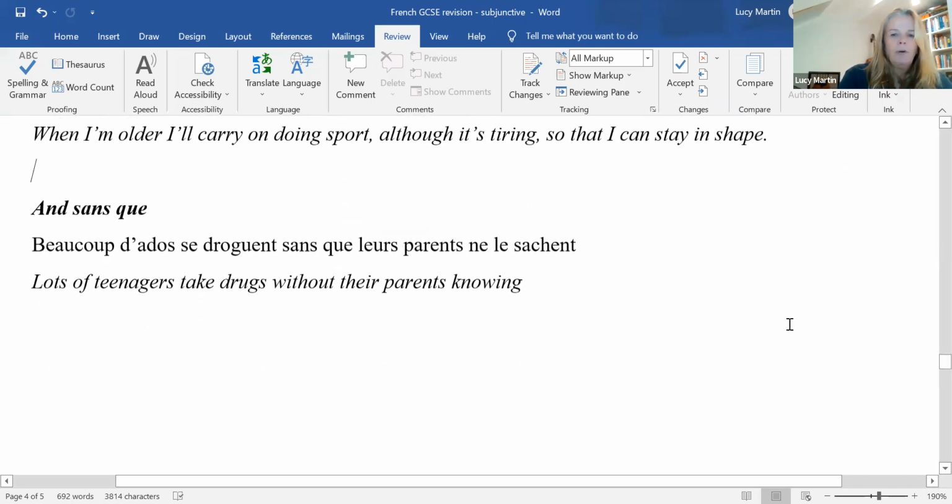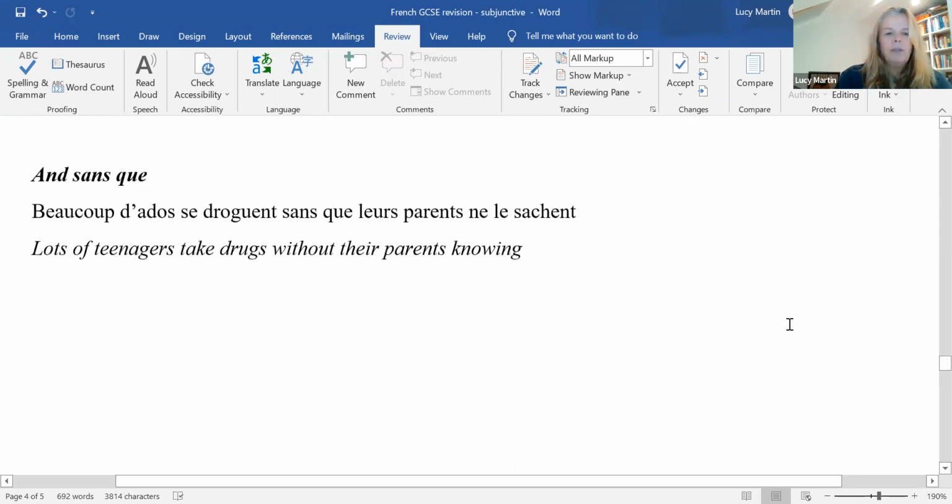And here's one more little bonus. Beaucoup d'ados se droguent sans que leurs parents ne le sachent. Lots of teenagers take drugs, or literally in French, drug themselves, sans que, without their parents knowing. Not sans leurs parents, without their parents, because obviously they're doing it without their parents, but without that their parents, subjunctive, know it. Now this has got a few little things. It's got an extra le in here. It's got a ne in.